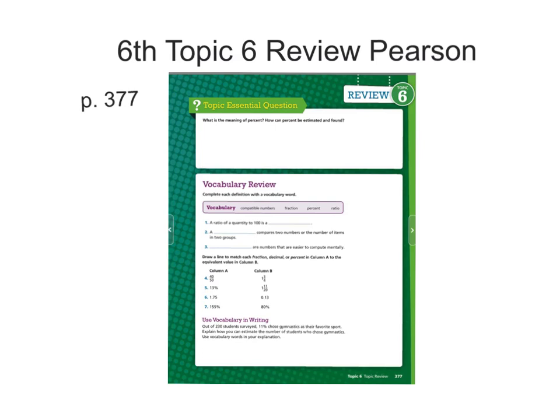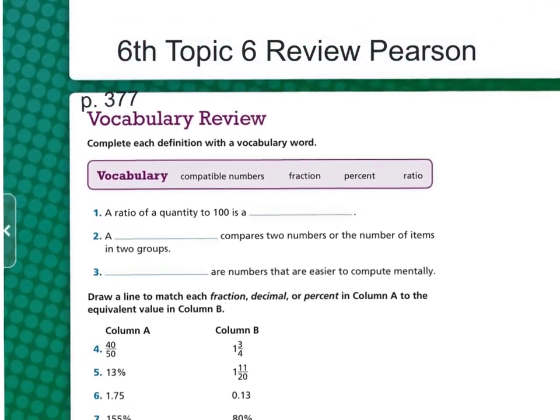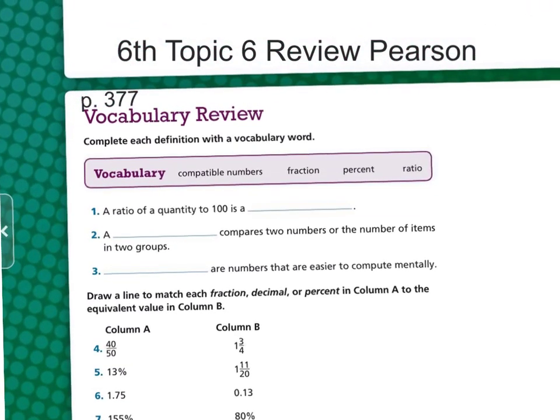Page 377 is where we're looking at our review for topic 6. So to start out with here, if we look at the vocabulary, number 1, a ratio of a quantity to 100 is a percent. Cent has to do with 100.